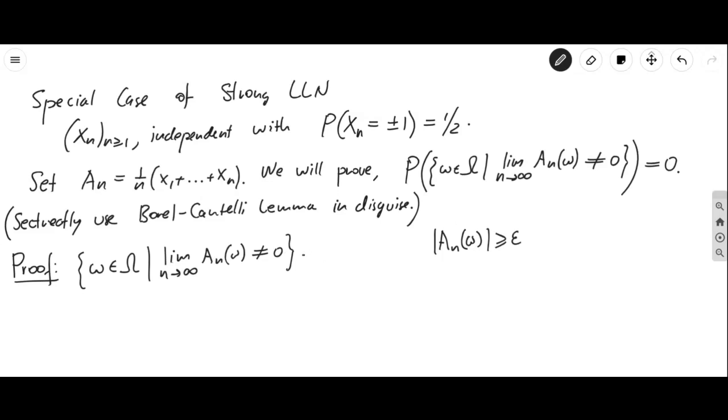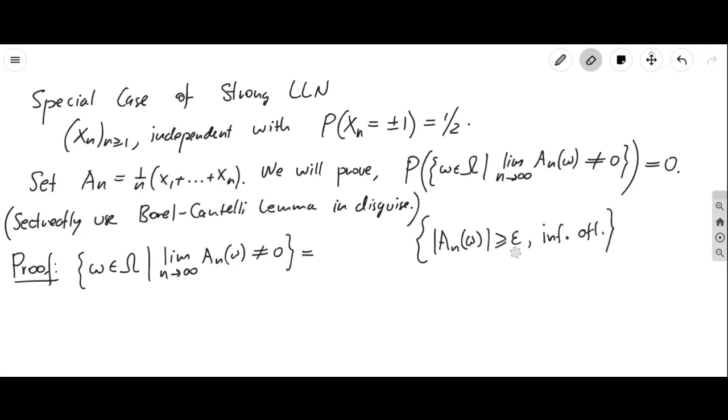So we can write it like this. We can say that this is equal to the set. I'll just write it like this. It'll be the event consisting of the set of sample points that violate the epsilon inequality, because we're saying something converges to 0, so in absolute value it can be made arbitrarily small. So if it does not converge to 0, that means it will have to be greater than or equal to some number epsilon, and this happens infinitely often.